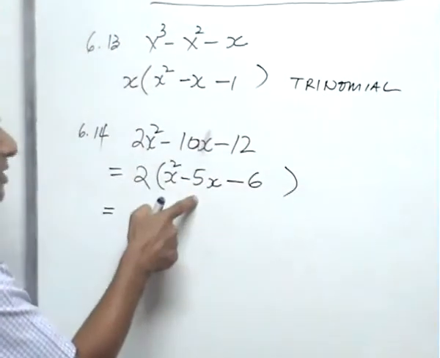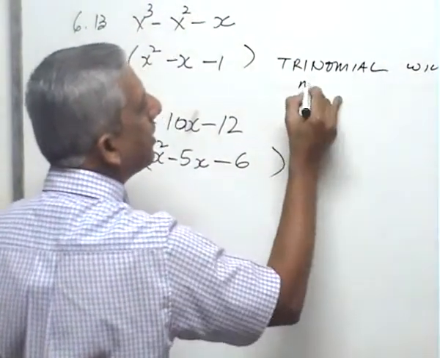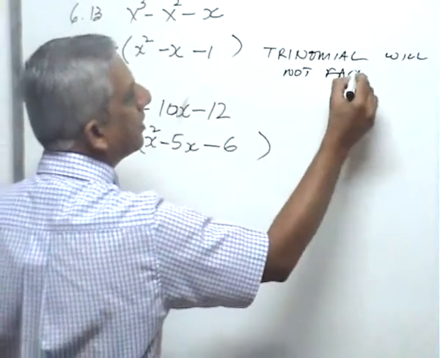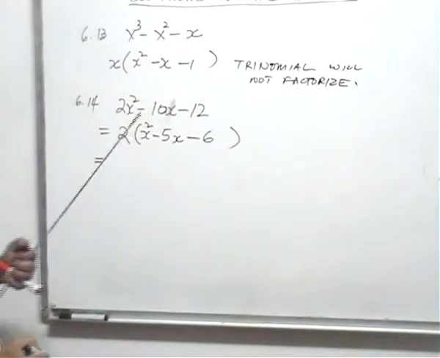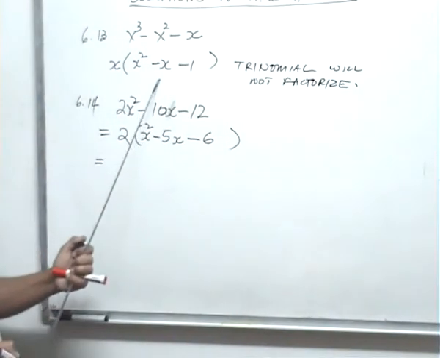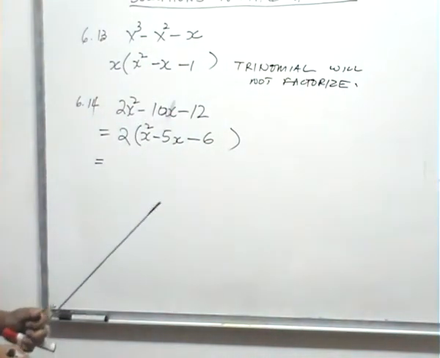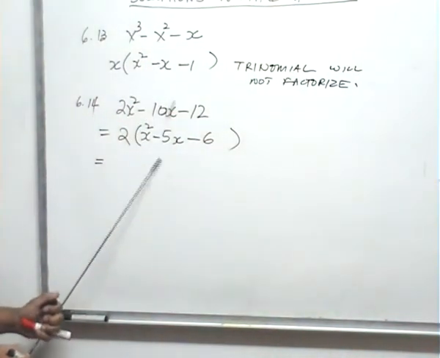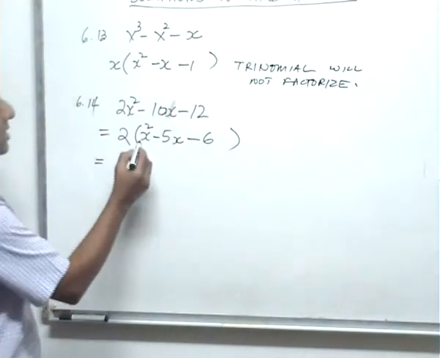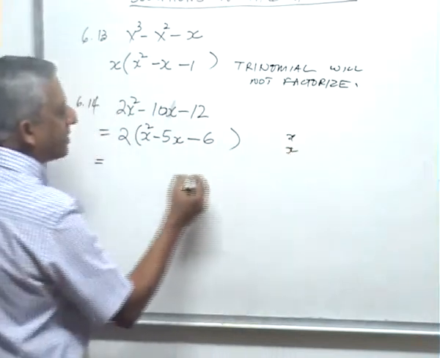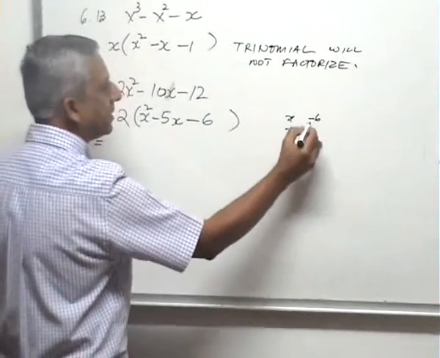And then when you look at this trinomial, that trinomial will not factorize. Later on I'll show you how you come to know. For the moment you will keep trying and you'll see that you can't find the factors. But I'll show you a way to work it out later. Now this one is going to factorize, because we're going to try it and you'll see it will factorize. So you write down x and x. Then you've got minus 6.